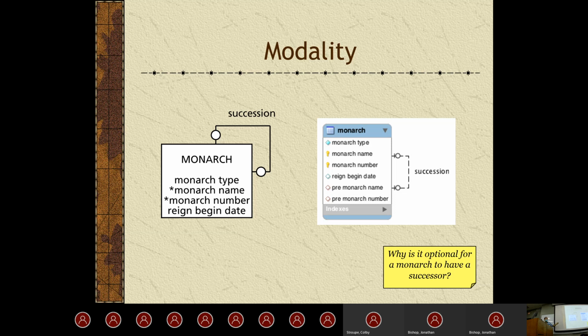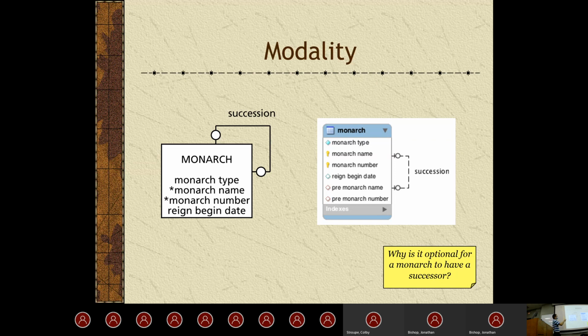So the modality for both of these sides of the relationship is optional. Why would that be optional? Was there at one point or another a first monarch? So this side right here, at some point, someone had to be the first monarch. I don't know enough about monarch history to tell you who that person was, but certainly at some point or another, there was, in fact, the very first monarch, or whatever monarch you were following.